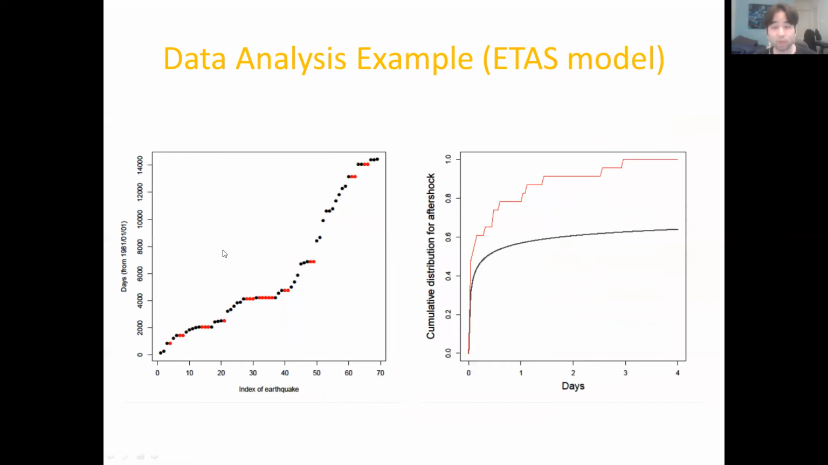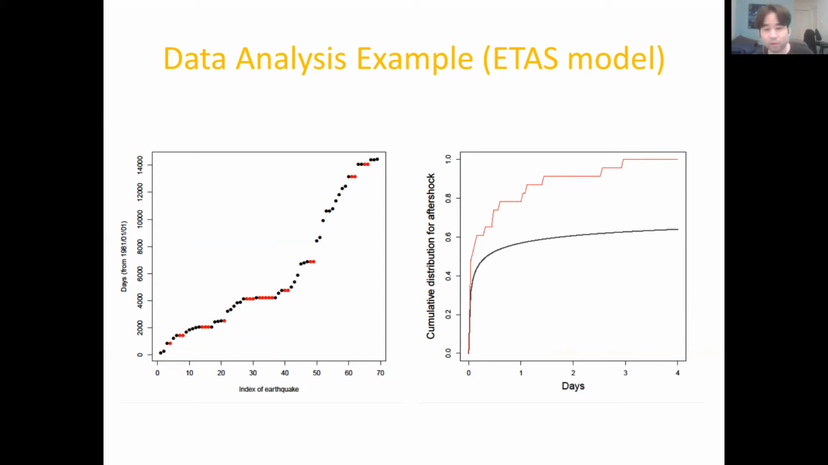The left panel shows the observations. The vertical line indicates the time difference between the event's time and the starting point, which is January 1st, 1981. The black circles indicate main shocks, while the red circles indicate the aftershocks. The data set itself doesn't have information about this clustering into main shocks and aftershocks, but we can estimate this clustering information under the model. So all these results are based on the estimates.